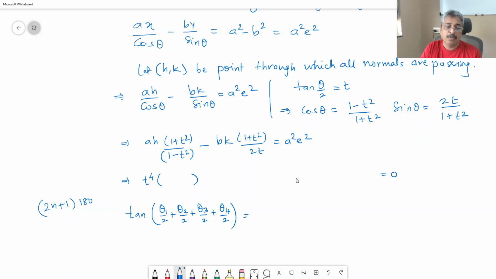Try to put these numbers, which is sigma 1, sigma 2, sigma 3, etc. Because what is t? T is tan theta by 2, right? And theta 1, theta 2, theta 3, theta 4 are the roots of this fourth degree equation. I think I have told you everything to do, and you should come out with the final proof saying that yes, they are an odd multiple of 180.